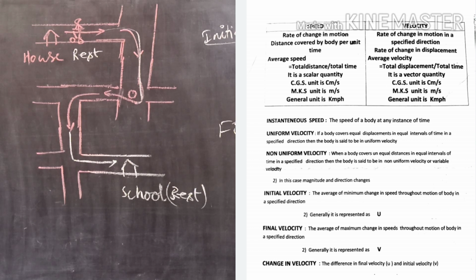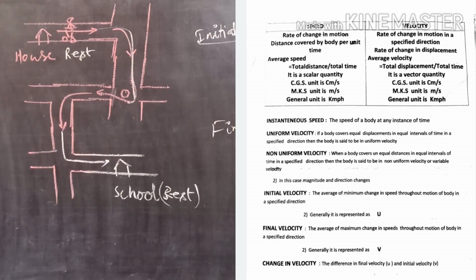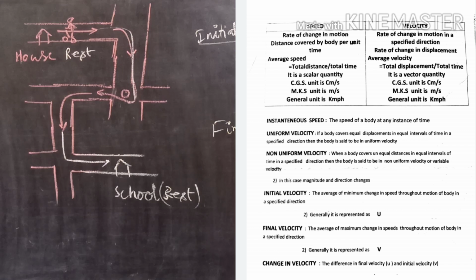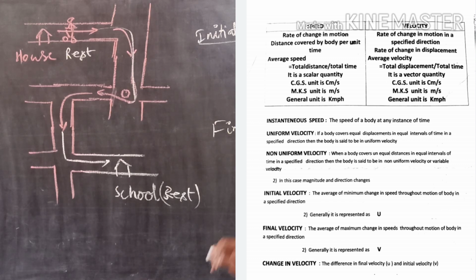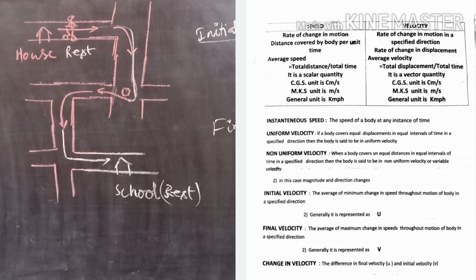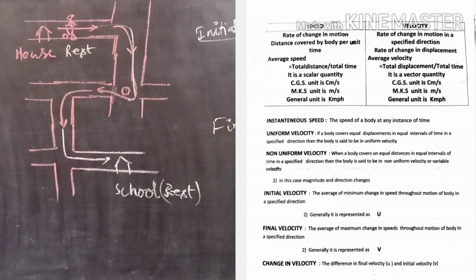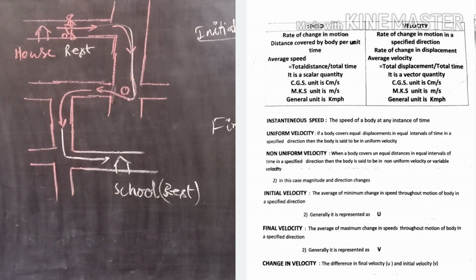Now, what is change in velocity? Change is nothing but, as we already know, final minus initial. Change in velocity, represented by delta V, is equal to final velocity, which is V, minus initial velocity, which is U. So change in velocity is the difference between final velocity and initial velocity. Throughout our journey we are not following uniform motion. All motions are generally non-uniform motions only. Sometimes uniform motions can occur.